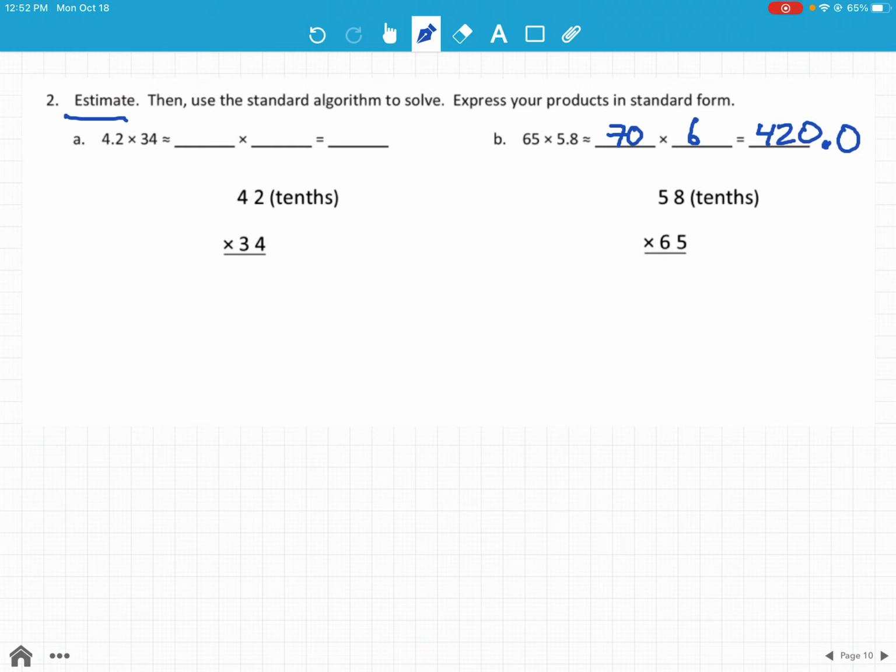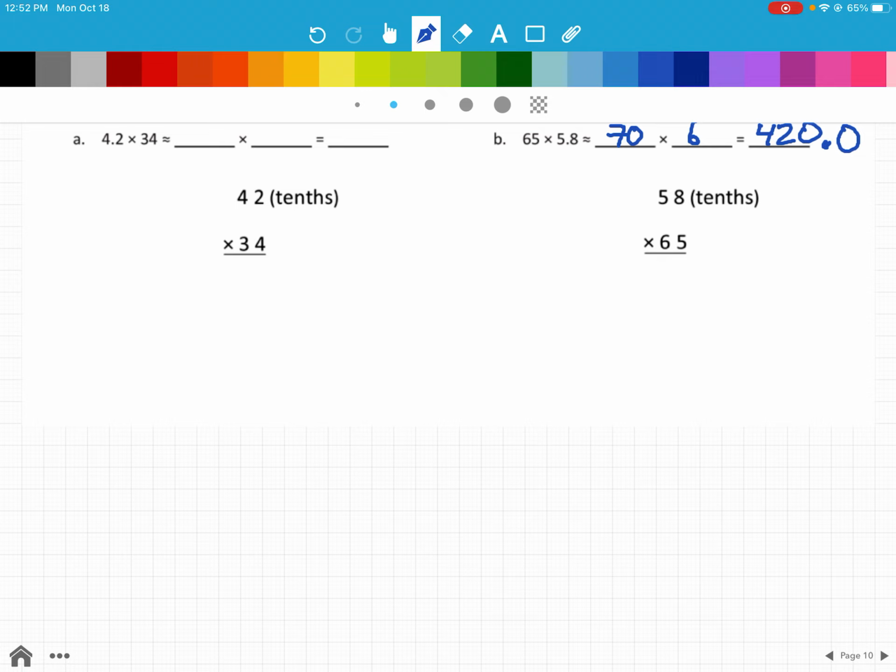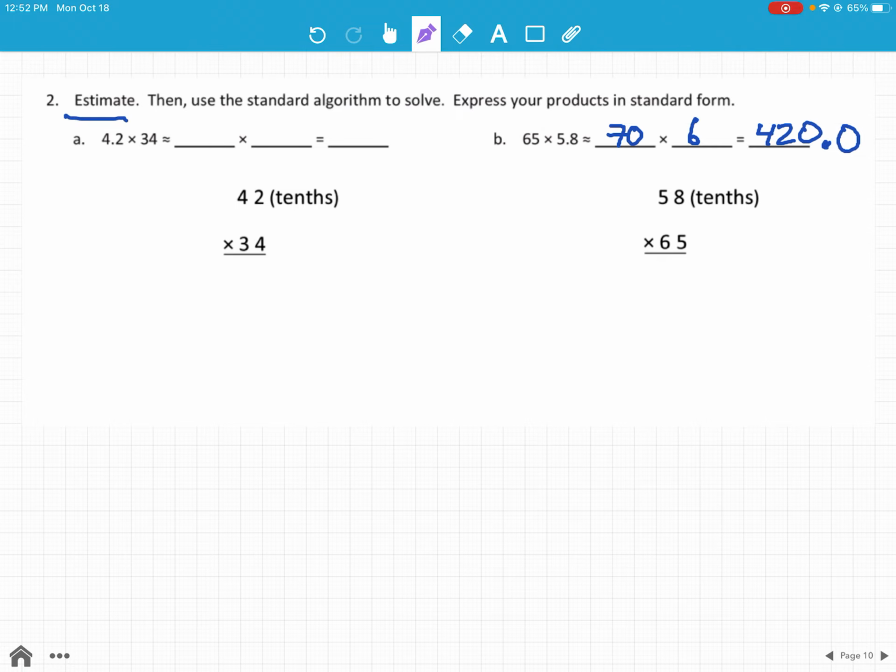Or close. That's my estimation. So now I'm going to actually do the algorithm, and this time I'm not going to be doing the area model, but if you want to do the area model, do it on the side right here. You can do it over here if you want. I'm not going to do it. I'm going to show you with the standard algorithm.